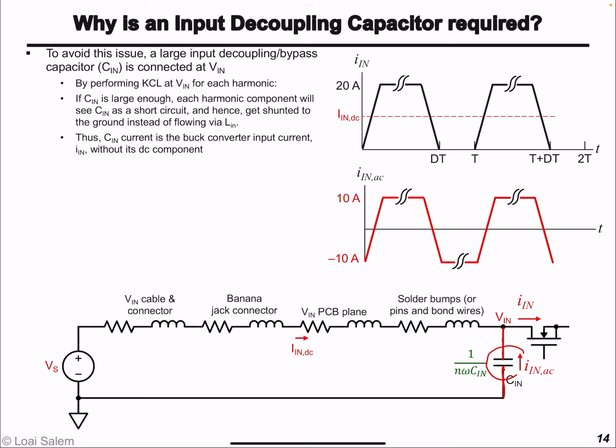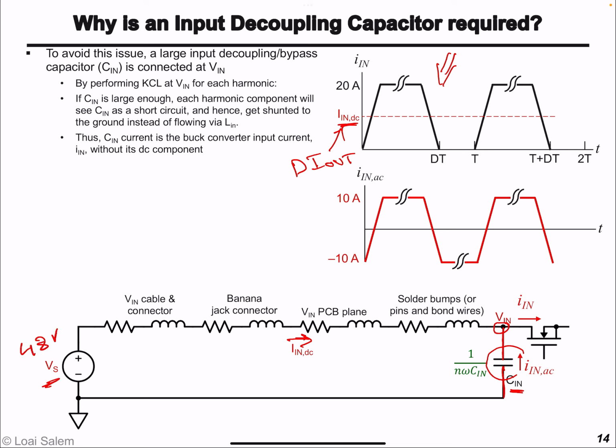And the whole idea here is if we apply KCL at this node for the DC component of Iin, again this is a periodic signal, it has a DC component and AC harmonics. The DC component of the input is basically the duty cycle times Iout, as we discussed before. This DC component will see the capacitor as an open circuit, so it will only flow in the parasitic inductances and the equivalent series resistance of the input line, or the connection to the input power supply VS, the 48 volts.